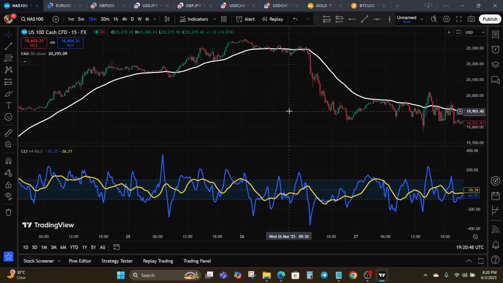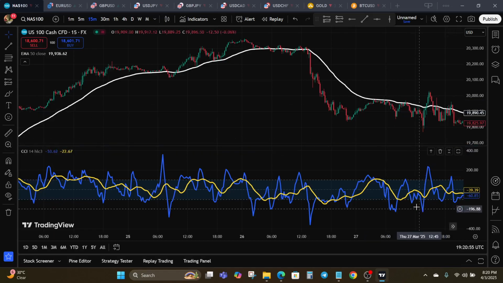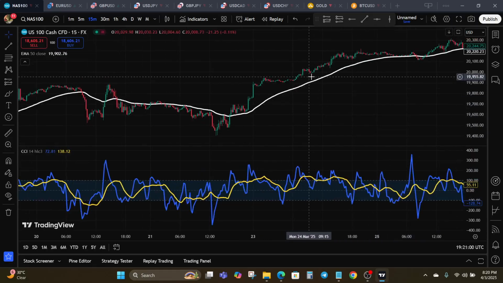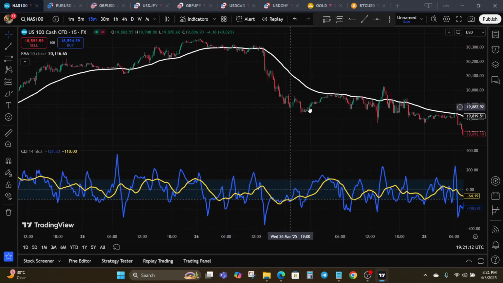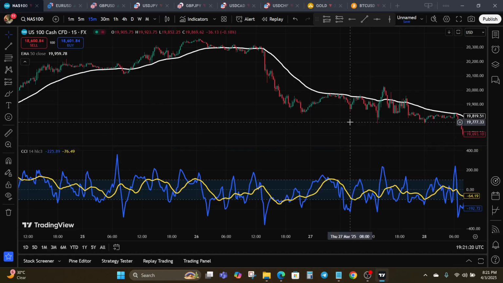Then for pullback entries, you wait for the price to retrace to the 50 EMA while the CCI remains above 0. That is for a buy. Let's look at this example. Then for a sell, once price retraces to the 50 EMA, the CCI should remain below 0. So this helps enter at better price levels.